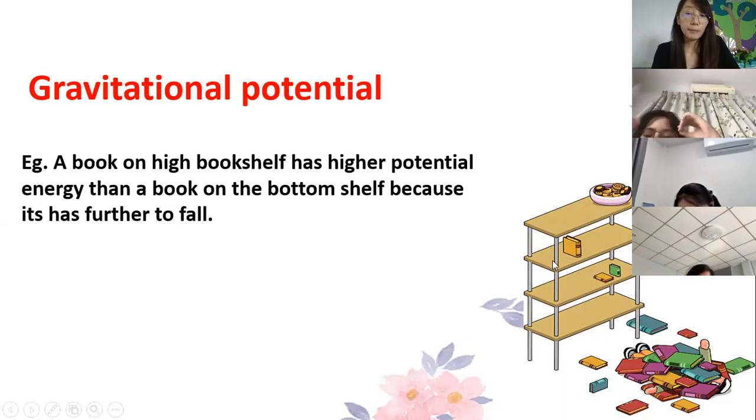This book here has higher potential energy than the book which is here, okay? So you can see that this book has further to fall, right? The higher you are, the more potential energy you will have. The lower it is, the less potential energy it has. Okay? Understand?